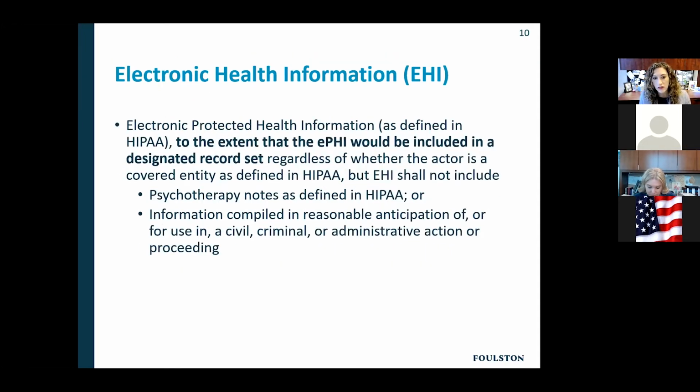Element number 2 of the information blocking rule is that the request for access, exchange, or use involves electronic health information. This is a very key definition and really important to any information blocking analysis. Electronic health information, as defined under the information blocking rule, is electronic protected health information, as defined in HIPAA, to the extent that that EPHI would be included in a designated record set. And what the ONC did was essentially adopt, again, HIPAA's definition of electronic protected health information.